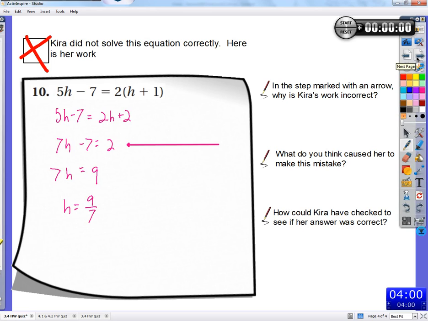So here we are, Kira. Kira doing the work here, didn't solve correctly. So again, write down in your own words, in the step marked with an arrow, why is Kira's work incorrect? Zane, what do you say? In that step right there that has an arrow pointing at it, why is that incorrect?